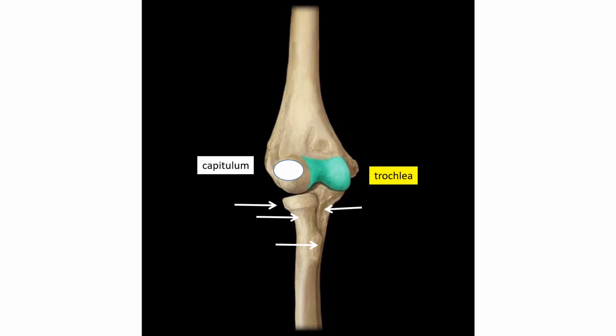Below the head of the radius, there is a constriction. Therefore, this structure is the neck of the radius. Then, lower down, inferior to the head and neck of the radius, we see an elevation. This is called radial tuberosity. It is for attachment of a muscle. Therefore, it is elevated and it is going to have rough surface.